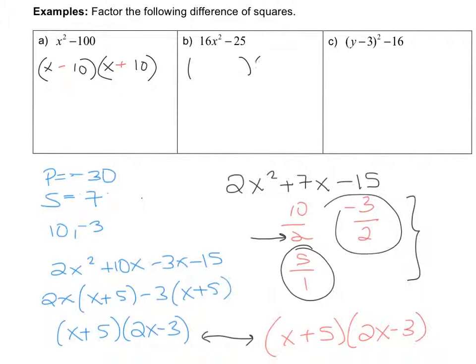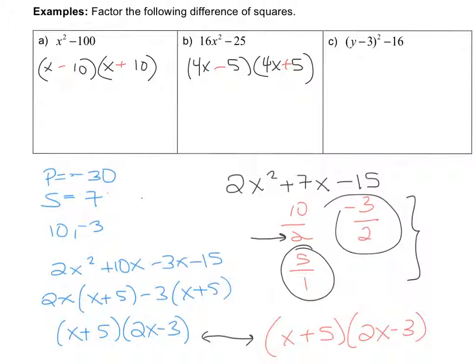So again, I have my two brackets. I look, is there a common factor that I can take out? No, there isn't, so we're good. So I square root 16 and I get 4 and 4. I square root the x squared, I get x and x. I square root the 25, I get 5 and 5. And one sign is minus and one sign is positive. Wicked, wicked. Last one. This one looks a little bit different.